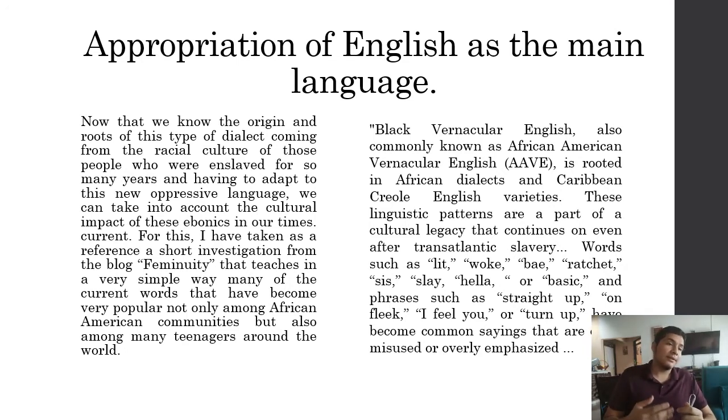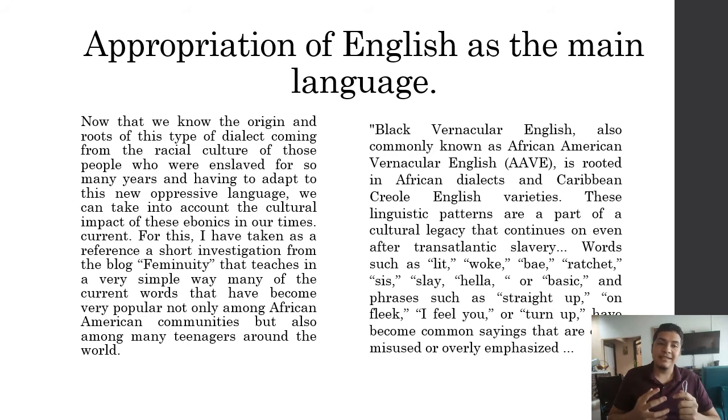So nowadays, there are a lot of new expressions that they created in their way of communication, this new dialect. We have some examples here, like lit, woke, bae, ratchet, cis, slay, hella, basic, and a lot of them. So it is more like their culture expressed in this new language.